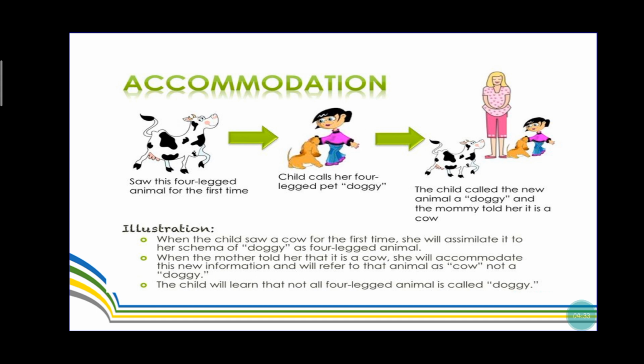As for accommodation, when the child sees a cow for the first time, she will assimilate it to her schema of doggy as a four-legged animal. When the mother tells her that it is a cow, she will then accommodate this new information and refer to that animal as cow, not doggy. She will place that into another schema. The child will learn that not all four-legged animals are called doggy.